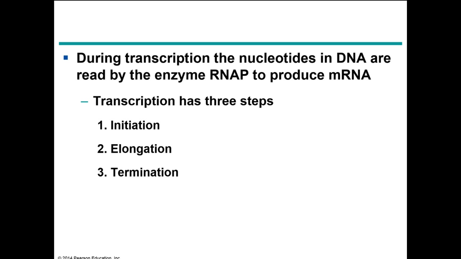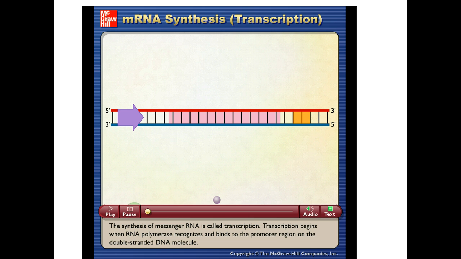During transcription, the nucleotides in DNA are read by the enzyme RNA polymerase to produce messenger RNA. Transcription has 3 steps: initiation, elongation, and termination. Let's watch a video of messenger RNA synthesis, transcription.